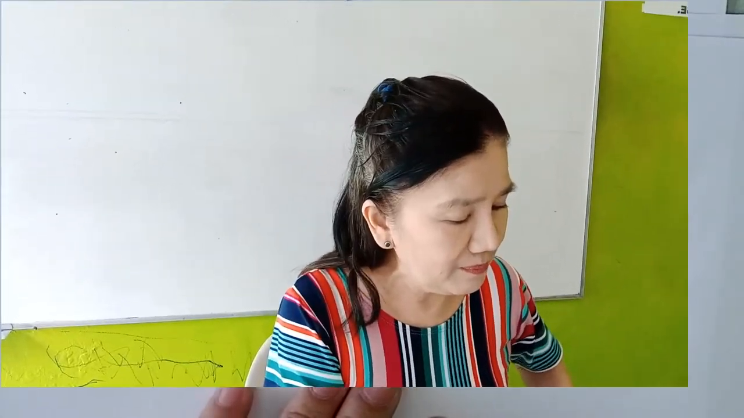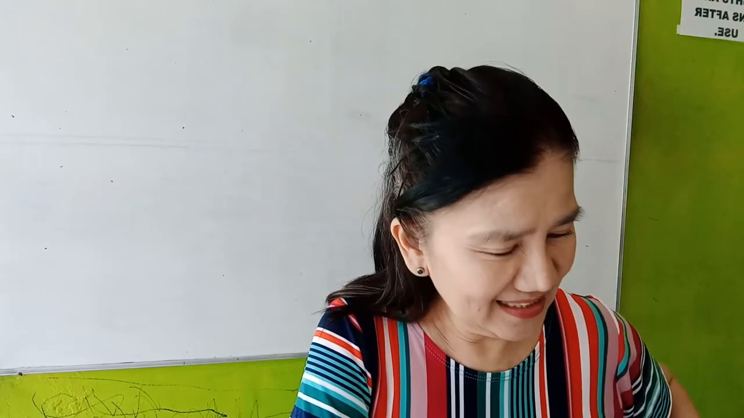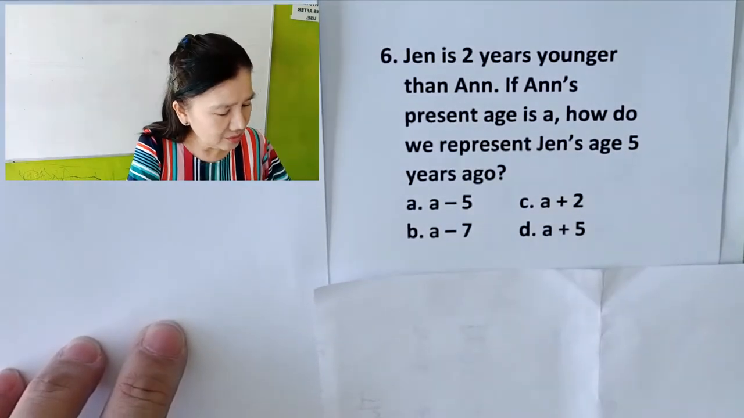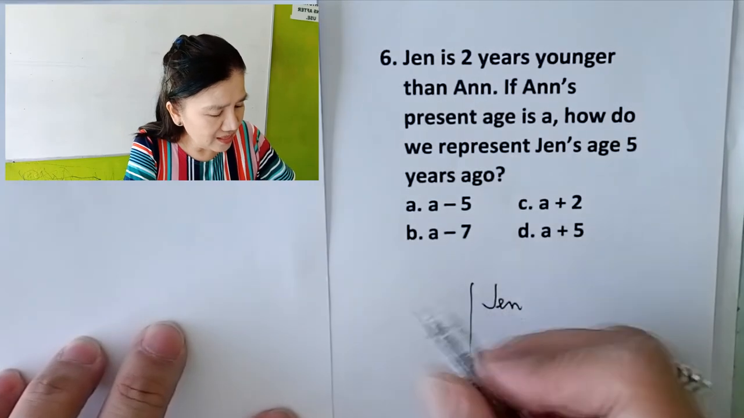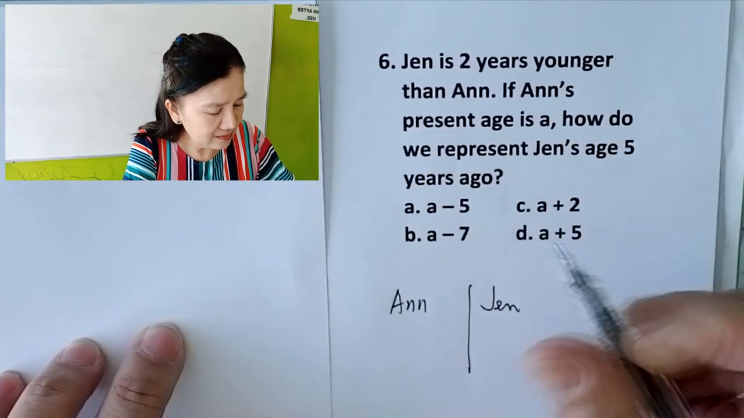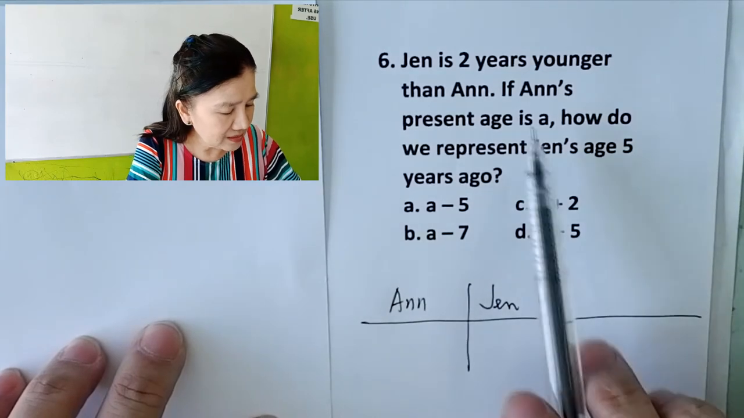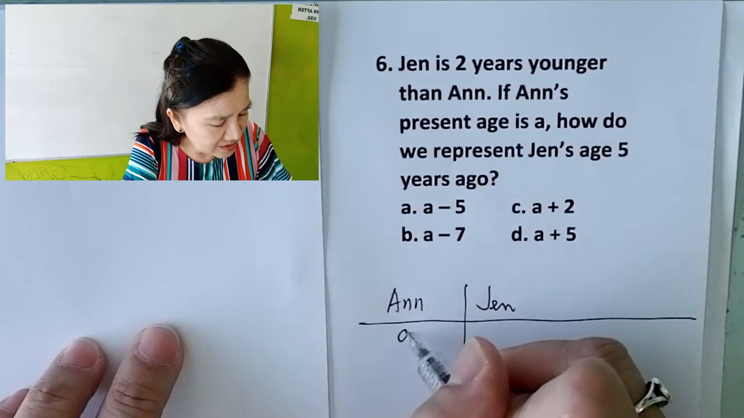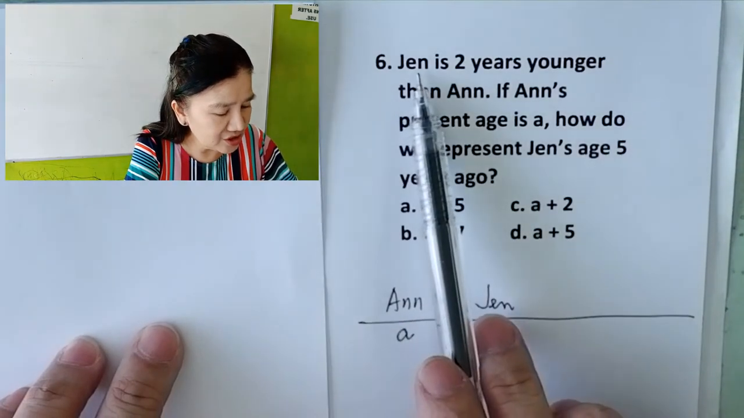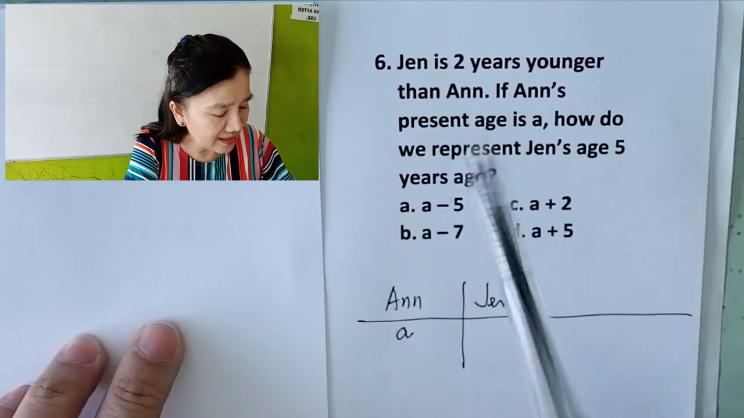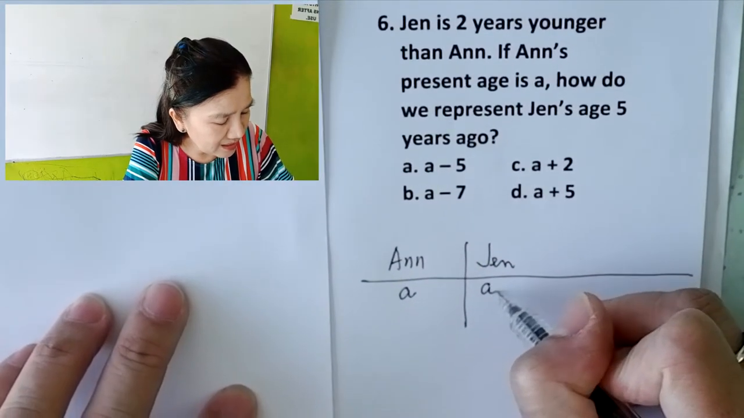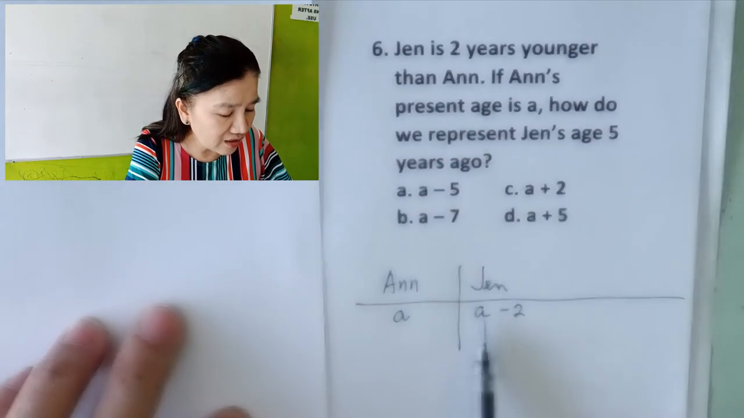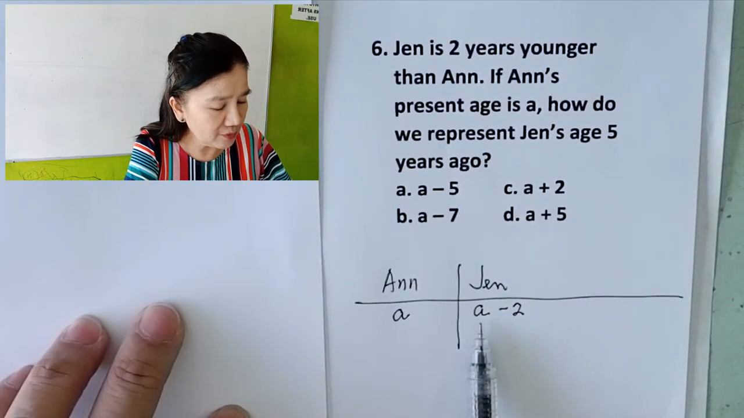Now, next problem is problem number 6. Jen is 2 years younger than Anne. So, if we have here Jen and then Anne, in the table it says, if Anne's present age is A, so Anne's age is A. Remember, again, Jen is 2 years younger than Anne. So, Jen must be A minus 2. Remember, she is 2 years younger, so you subtract 2 from Anne's age.